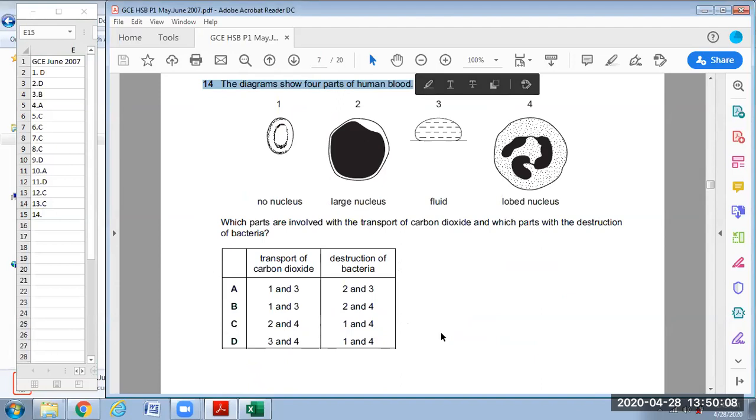Number 14. A diagram shows 4 parts of human blood. Which parts are involved with the transport of carbon dioxide and which part with the destruction of bacteria? Okay, so definitely we need the white blood cells. This is the lymphocyte because of the large round nucleus. This is the phagocyte because of the lobed nucleus. So 2 and 4 is definitely for destruction of bacteria. And let's see, 1 and 3, yes, fluid, this is plasma and red blood cell, which helps to transport carbon dioxide. B.